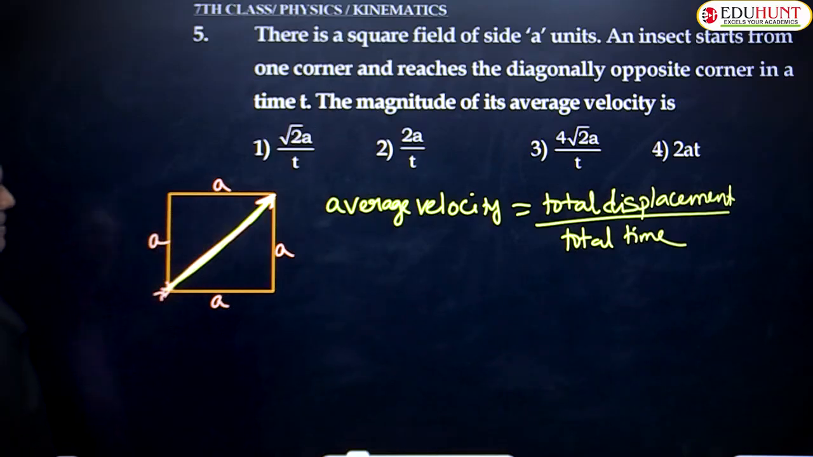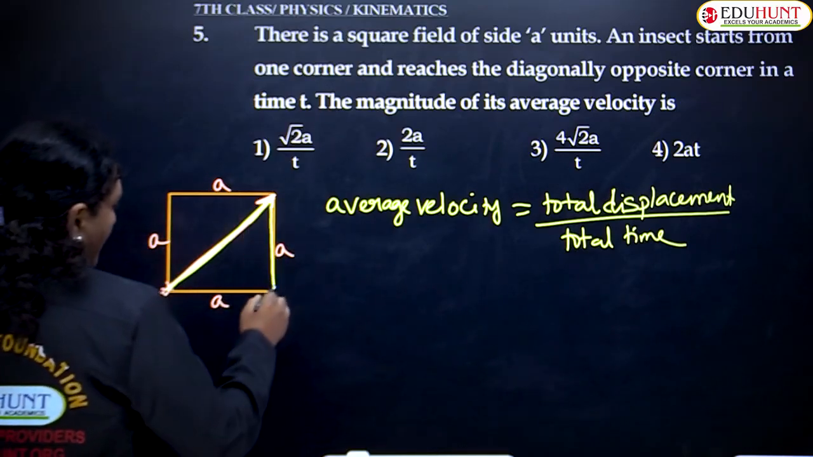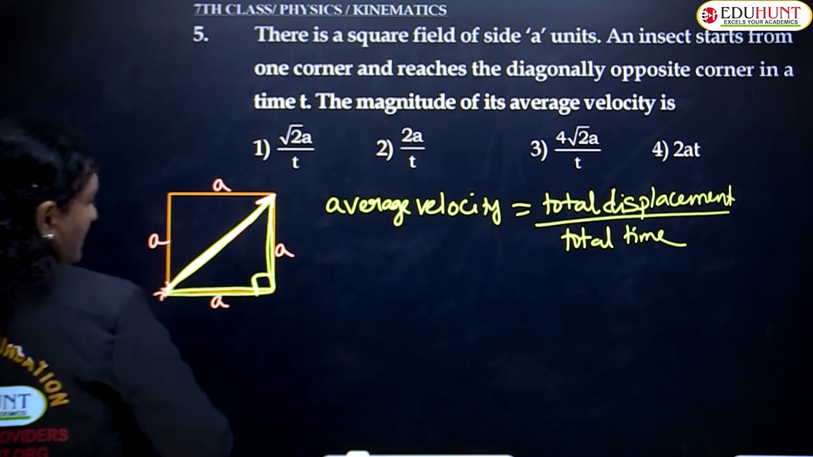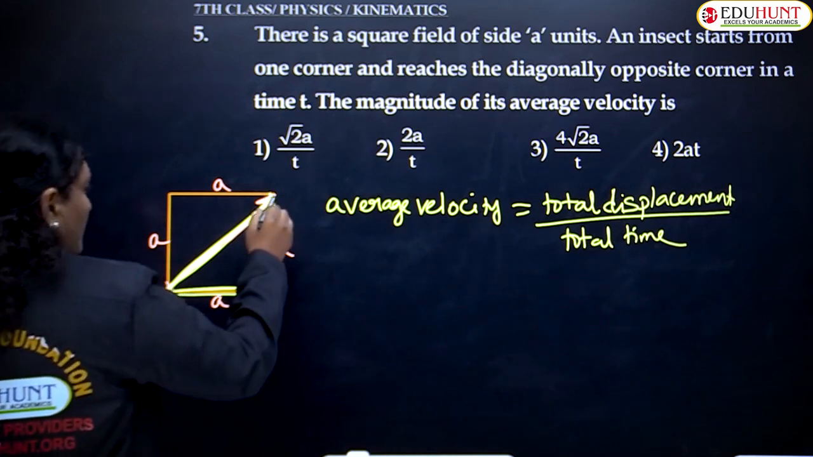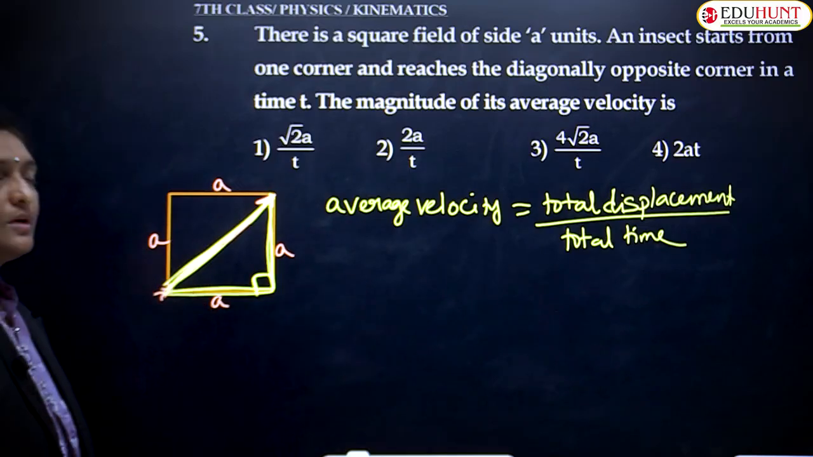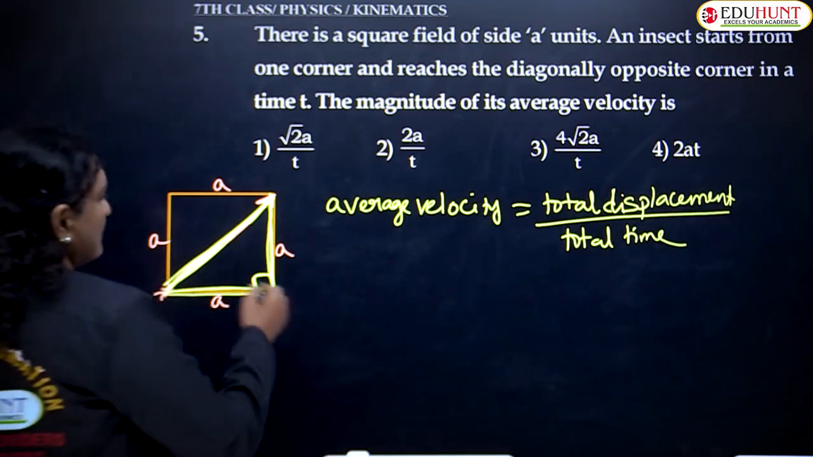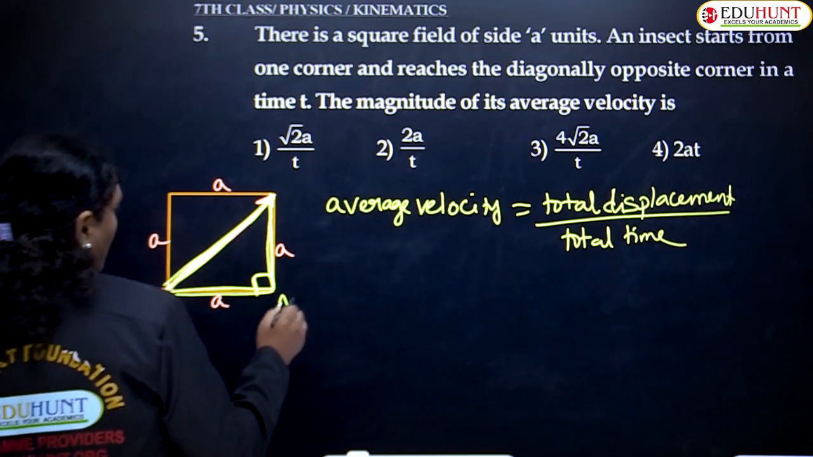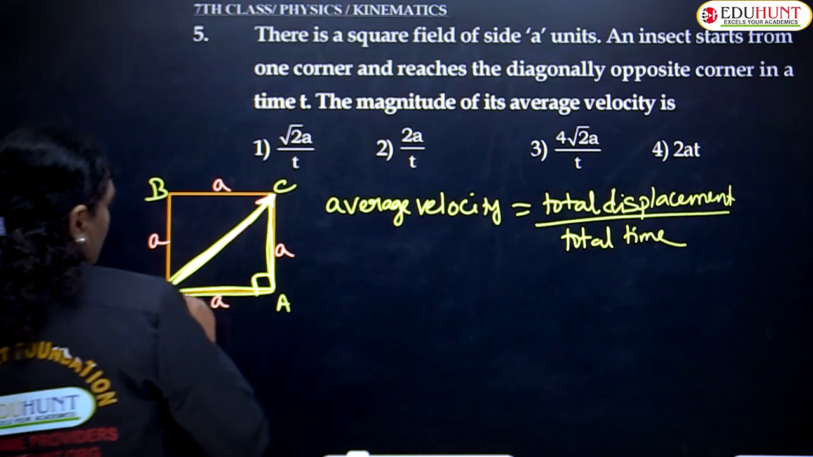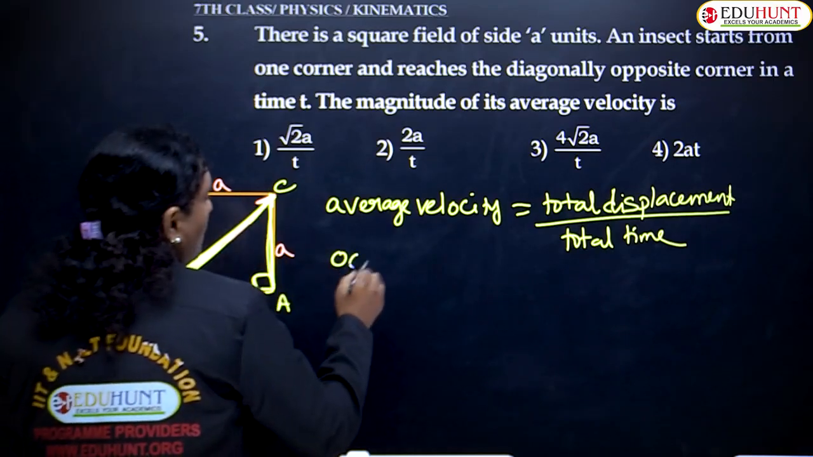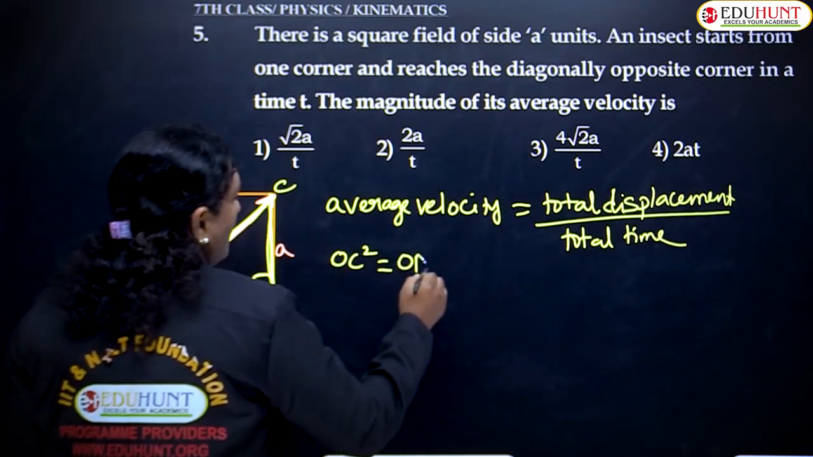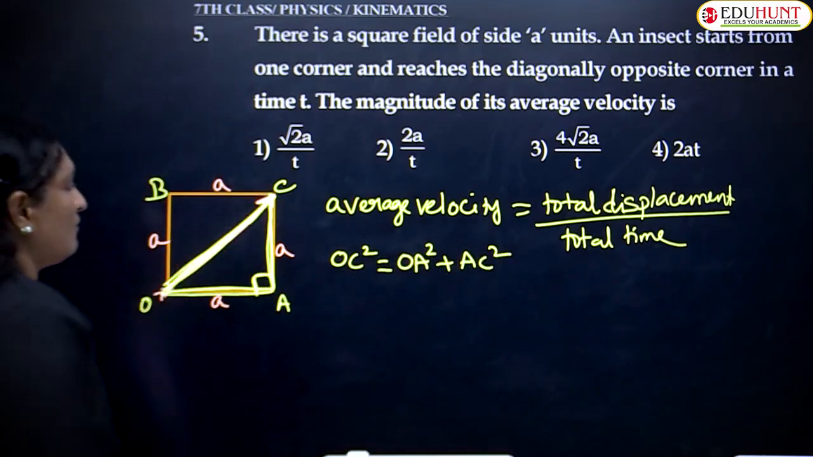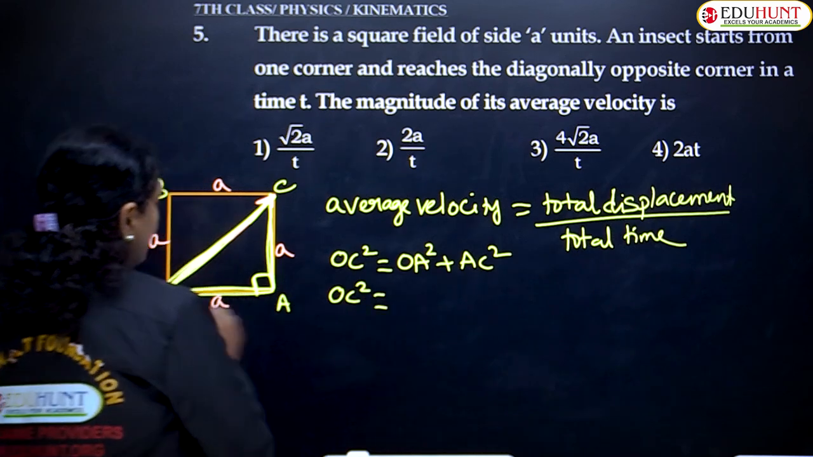If you observe this diagram carefully, it forms a right angle triangle. Yes or no, children? Then these are the sides of the right angle and this is the hypotenuse. So applying Pythagoras theorem, let me mark it as O, A, B and C. So we need the length of OC. Clearly OC square is equal to OA square plus AC square.